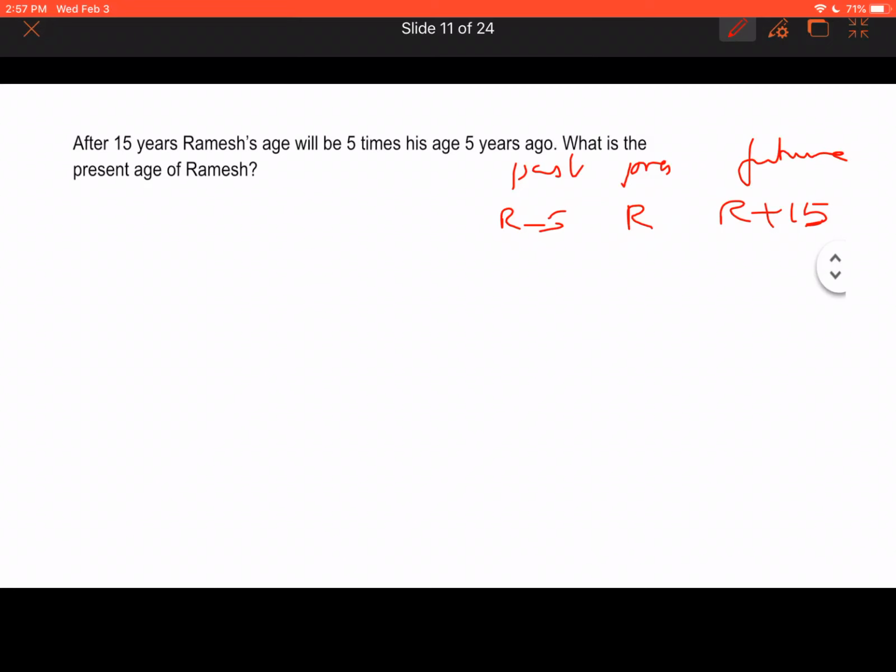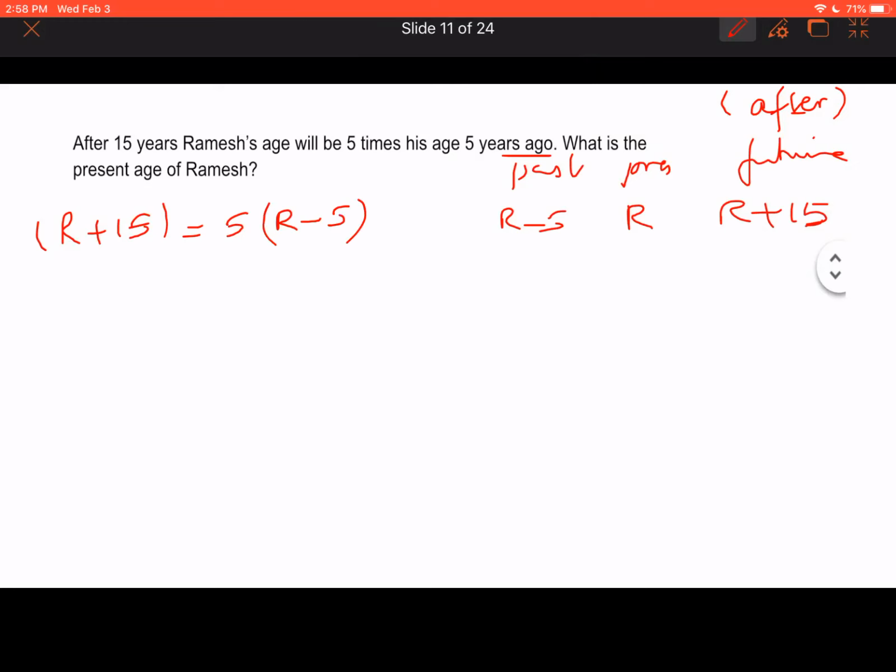So we saw the word hence used in the other question. Here the word ago is used to mention the past, and after is used to mention the age in the future. So those words are very, very important. Now we'll find the relationship after 15 years. So R plus 15 is going to be 5 times his age 5 years ago, that is R minus 5.